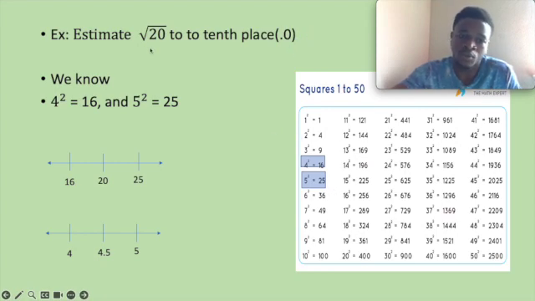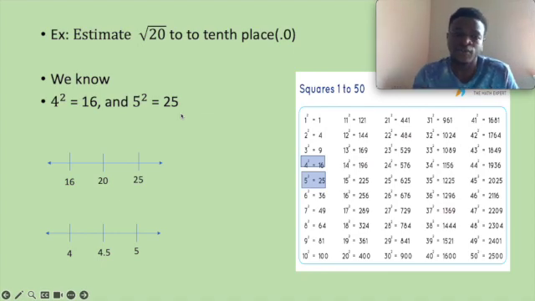So we're asked to estimate the square root of 20. When we look at our chart, or if we remember our 1 to 12 squares, we would know that the square of 4 gives us 16. The square of 5 gives us 25, which is basically where the square root of 20 falls in between. Because we know the square root of 16 is 4, the square root of 25 is 5. So we know 4 squared is 16 and 5 squared is 25.